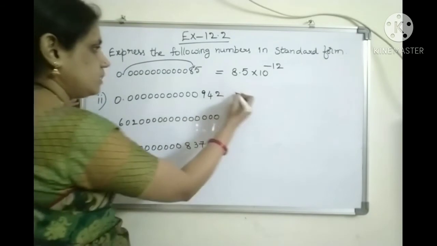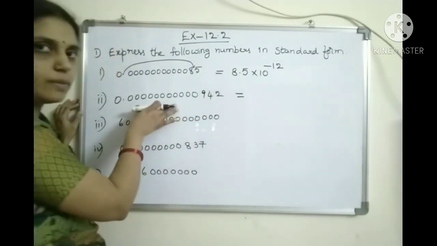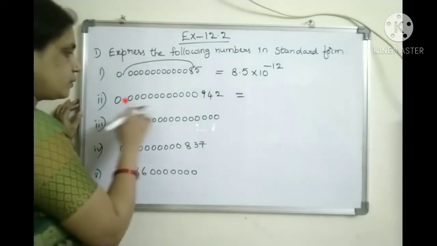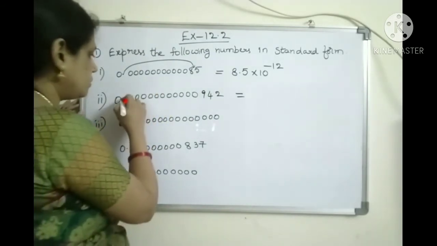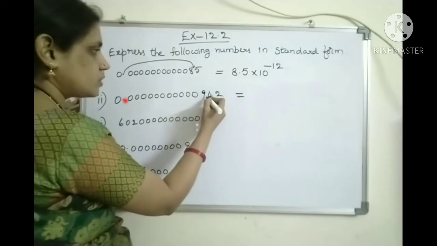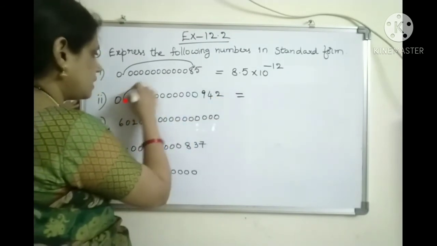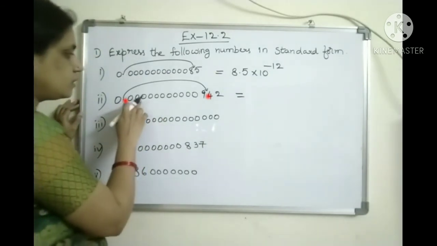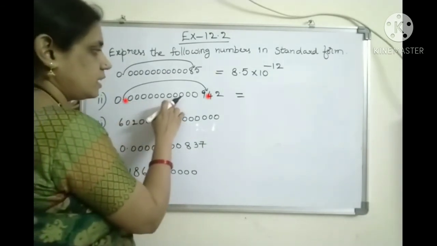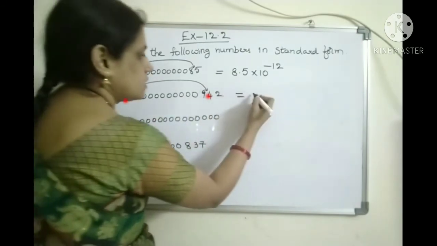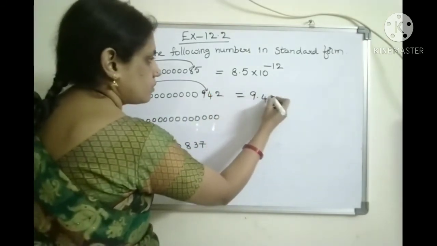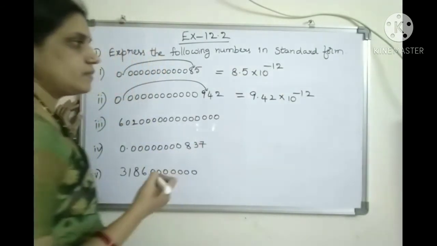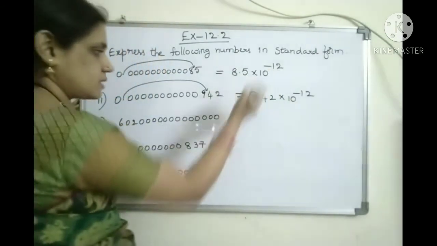Now the next number, it is also a very small number, so we are going to do it in the same way as the previous sum. We will see how many places the decimal is moved. Here the decimal should be kept after 9. So here 1, 2, 3, 4, 5, 6, 7, 8, 9, 10, 11, 12. So here 9.42 into 10 to the power minus 12. Even here we got the same exponent.